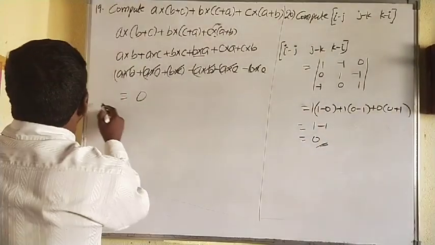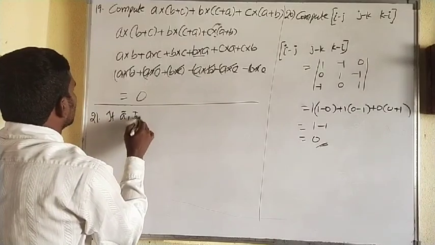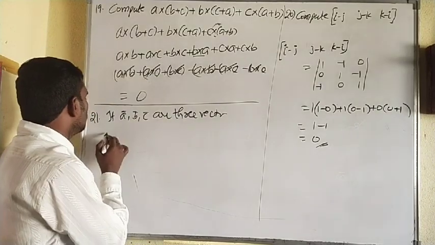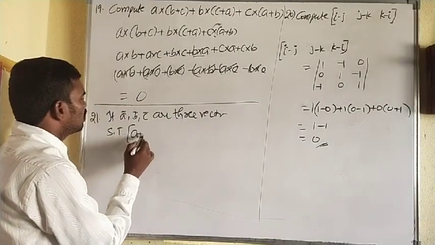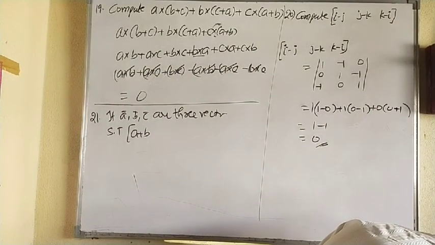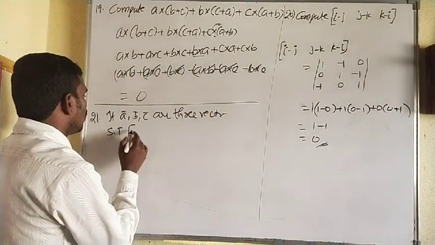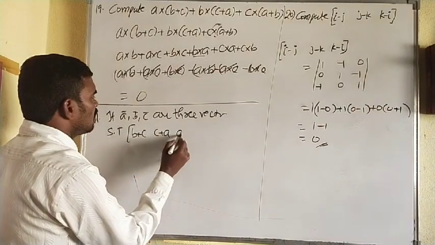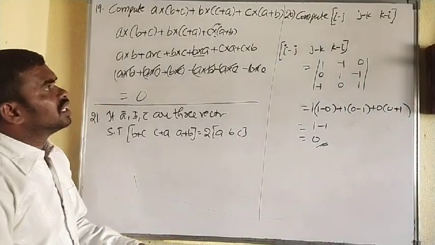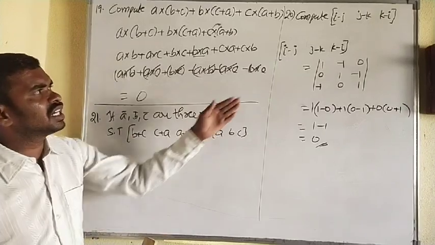Next, similarly, one more question, 21. If A, B, C are some three vectors, then show that box (A plus B), (B plus C), (C plus A) is 2 into box A, B, C. Okay, same type of question, no difference. But here it is given in terms of A, B, C, not in terms of i, j, k.